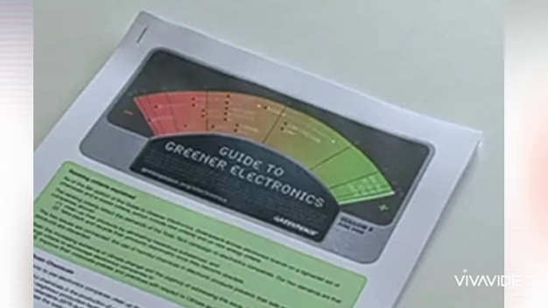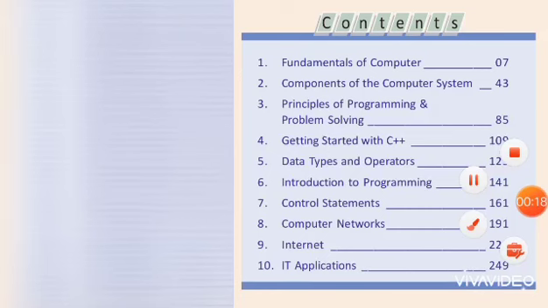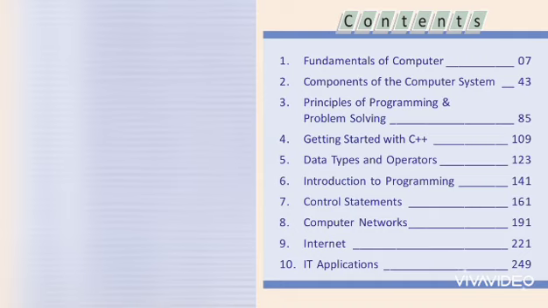Now come to the third chapter, which is Principles of Programming and Problem Solving. In this chapter, it is explained how computers solve a problem. It is also explained here the phases of programming, how we can write programs, how we can write an algorithm, how to draw a flowchart, etc. All these are initial stages of programming.